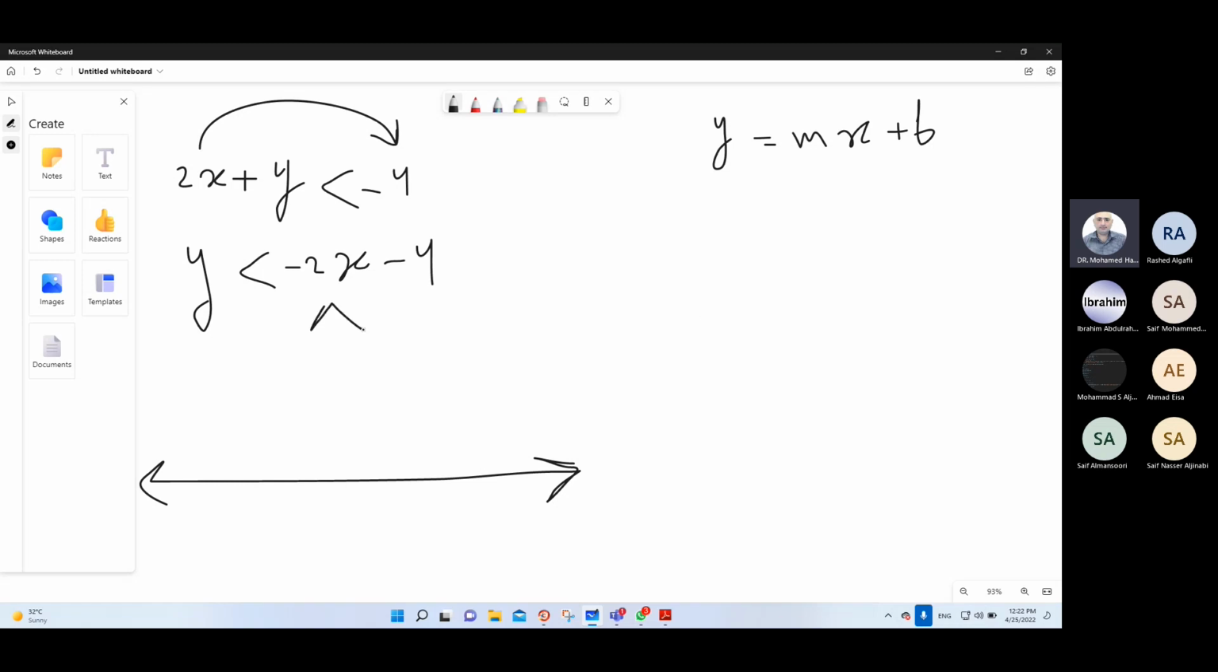So how to graph this inequality? As you see, this is b here. We know b, so we know the first point, 0, minus 4. This is the y-intercept. And we can choose any value to find the second point. If you choose, for example, 1: minus 2 times 1 is minus 2. Minus 2 and minus 4 will be minus 6.